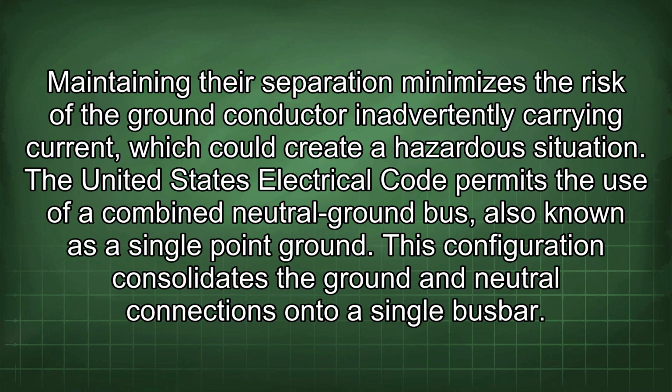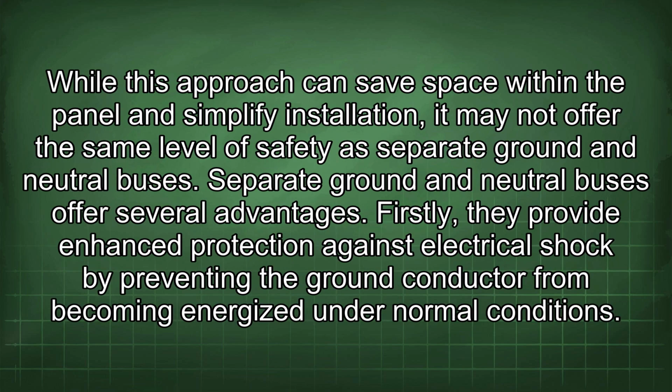The United States Electrical Code permits the use of a combined neutral ground bus, also known as a single-point ground. This configuration consolidates the ground and neutral connections onto a single busbar. While this approach can save space within the panel and simplify installation, it may not offer the same level of safety as separate ground and neutral buses.